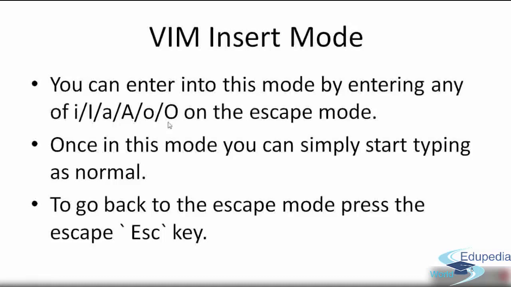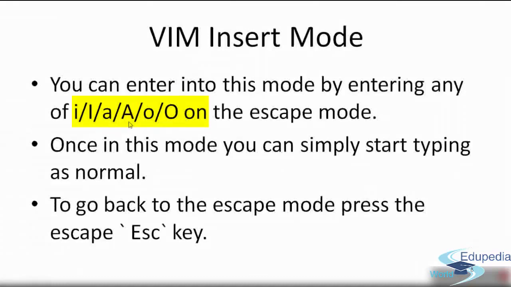Depending on which character you press, your cursor position will shift accordingly. If you press small i, it will start inserting at the current position, so your cursor will not move. If you press capital I, it will take your cursor to the beginning of the current line and start typing from there. Similarly, a is append mode: the cursor shifts one position to the right and starts appending from there. And capital A will start appending towards the end of the line.